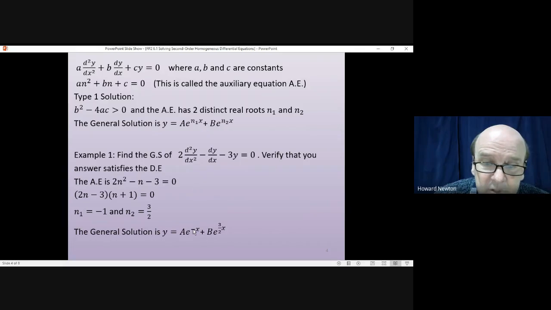And we just substitute those two values in, and we get to the answer straight away. So the general solution is y equals ae to the minus x, when we substitute in the minus 1, plus be to the 3 over 2x, when we substitute in the 3 over 2. Now that's the question done, but we have been asked to verify that this really does work as a solution.